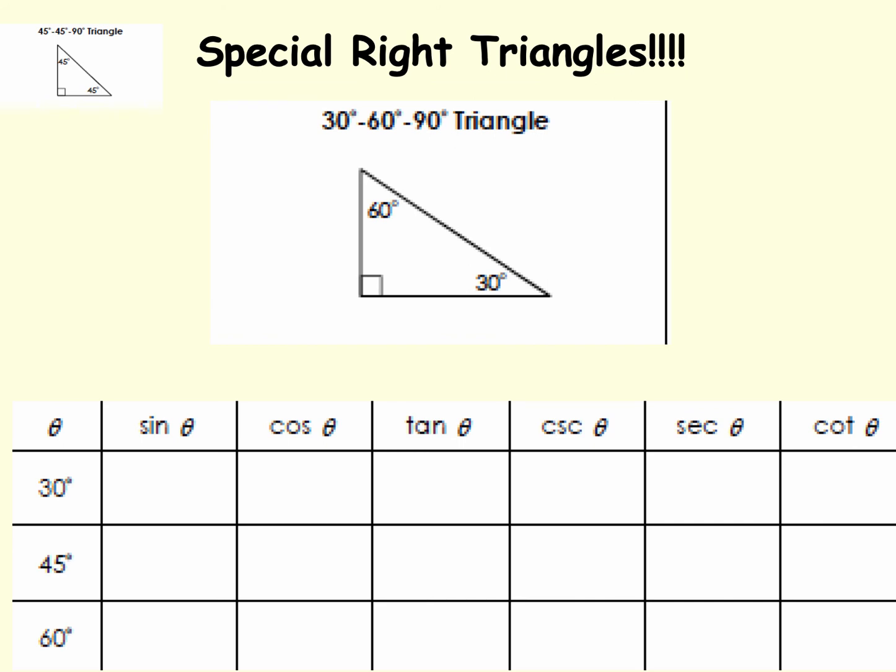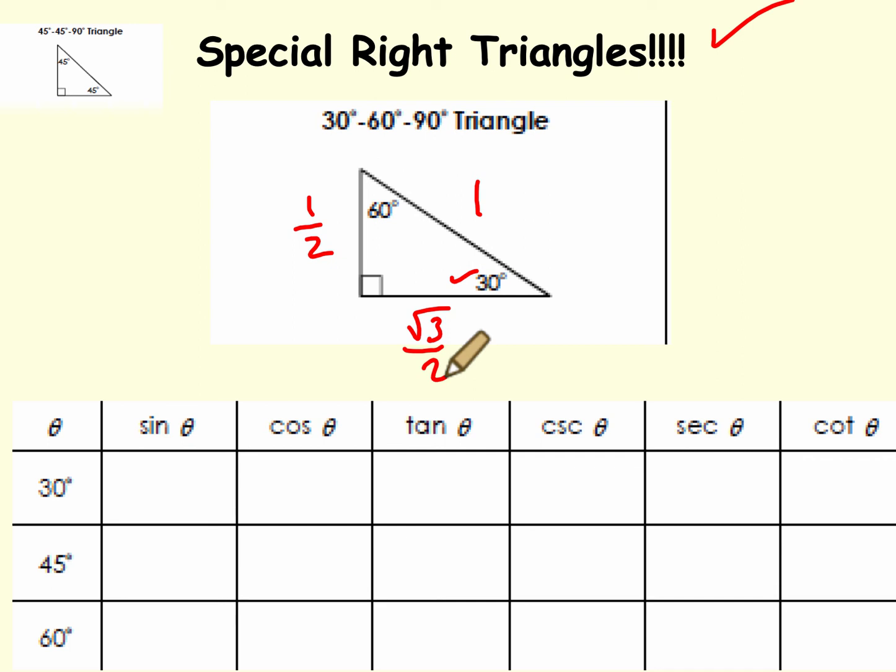Now, there's two triangles that are special right triangles. They come up so much that I put these exclamation marks to make sure that you know you're going to basically have to memorize these. Okay, so in case you didn't know, if we have a triangle that has a hypotenuse of 1, the side opposite the 30-degree angle is always half the hypotenuse, and the side opposite the 60 is always square root of 3 over 2 times whatever the hypotenuse is.